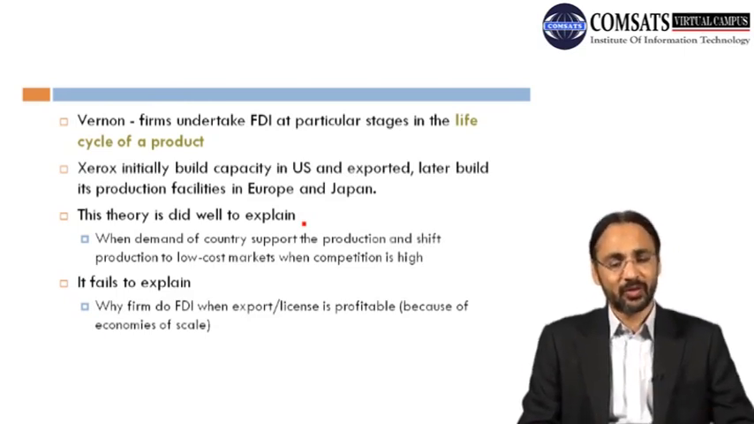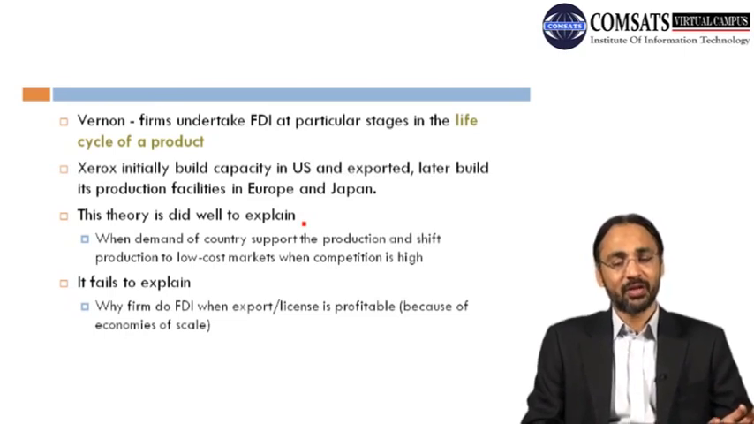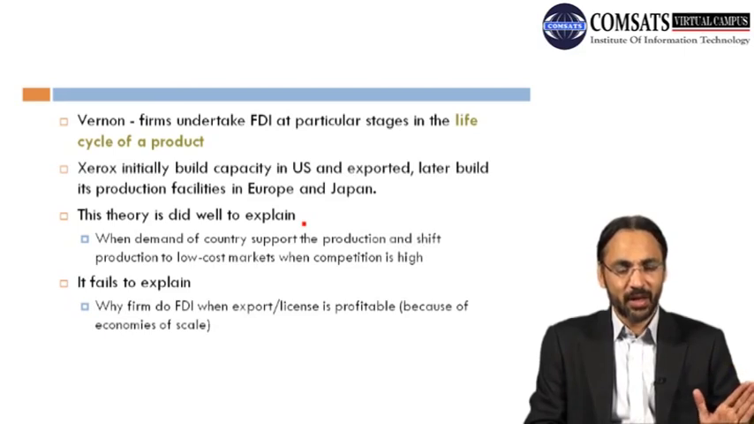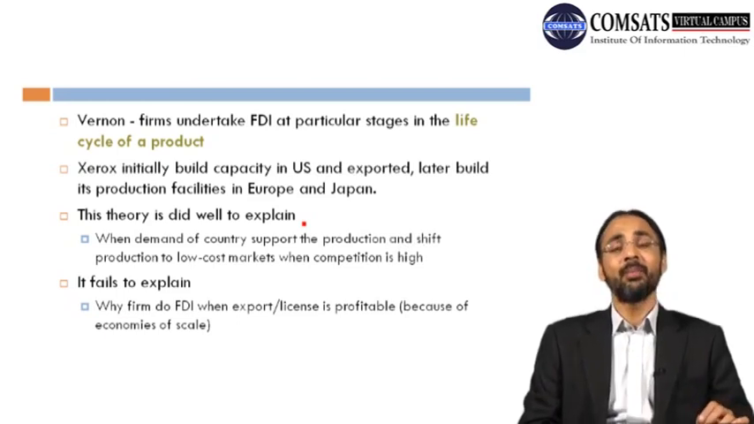This theory did well to explain when the demand of the country supports the production and the shift to low cost markets when competition is high. We had already discussed that when the products are invented in the USA, this theory fits well, and when the competition is high and production is low, this theory explains well. But it fails to explain why firms prefer FDI when export licensing is profitable, because of economies of scale.